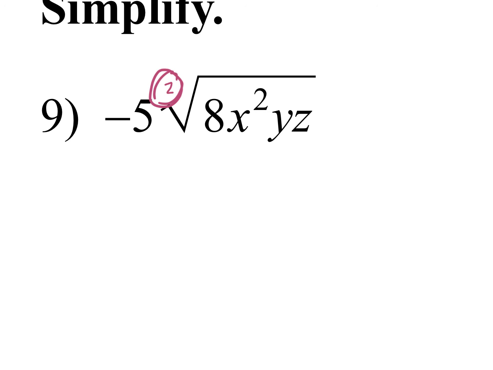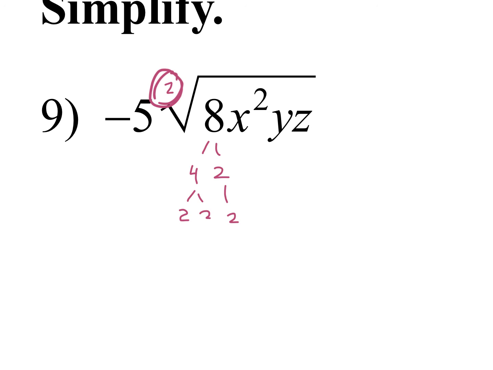So now we want to break everything down. It helps if you just take it one thing at a time. So we'll work with our numbers first, then the x's, then the y's, then the z's. So let's break down 8. What are 2 factors of 8? 4 and 2. What are 2 factors of 4? 2 and 2 and 2.